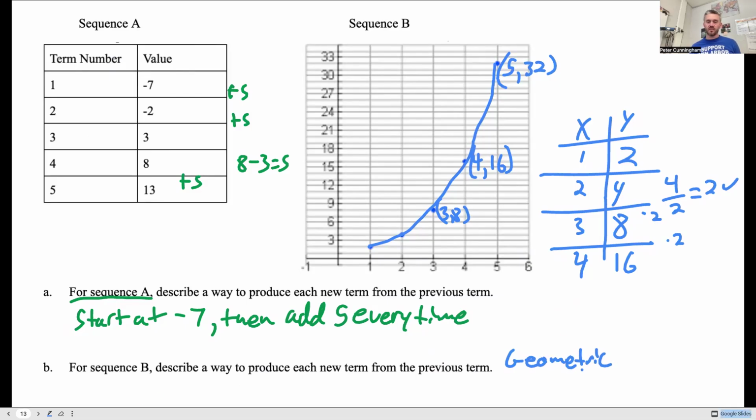What's happening every time for sequence B? So we're starting at 2. That's our first term. Then multiply by 2 every time. Okay.